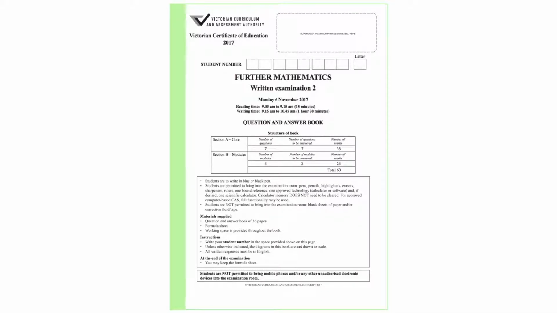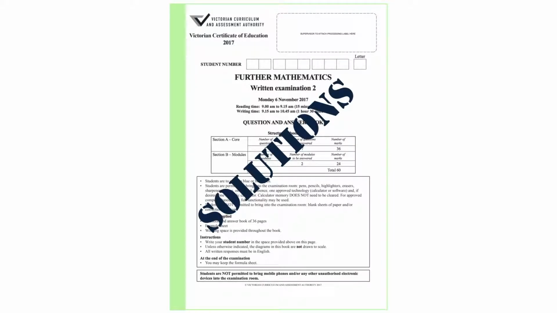Here are the solutions to the VCAA 2017 Further Mathematics Written Examination 2. We are going to start with Section A, Core Data Analysis.